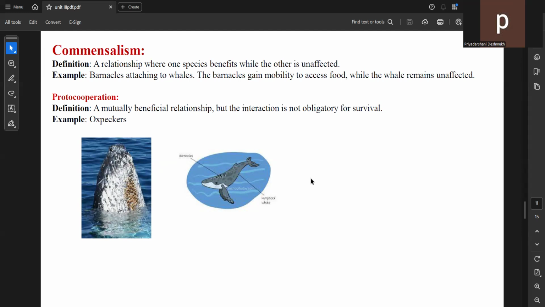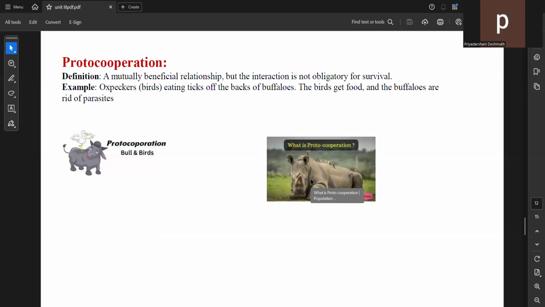Now the next one is protocooperation. It is a mutually beneficial relationship, but the interaction is not obligatory for survival. For example, birds eating ticks off the backs of buffaloes. The birds get food and the buffaloes get rid of parasites. This is another example of protocooperation: birds that do not affect the rhinoceros, but eat the parasites present on the back and neck of the rhinoceros.